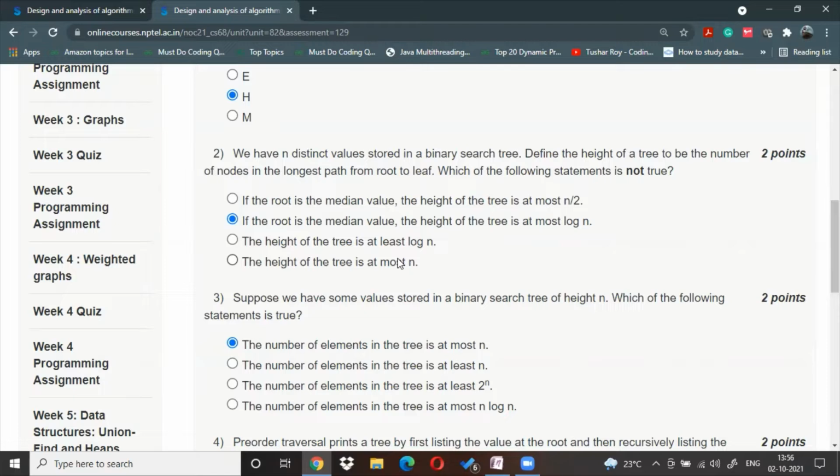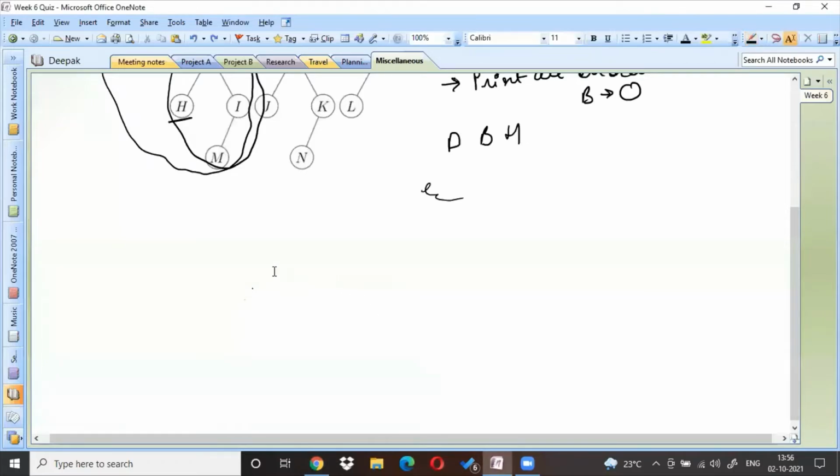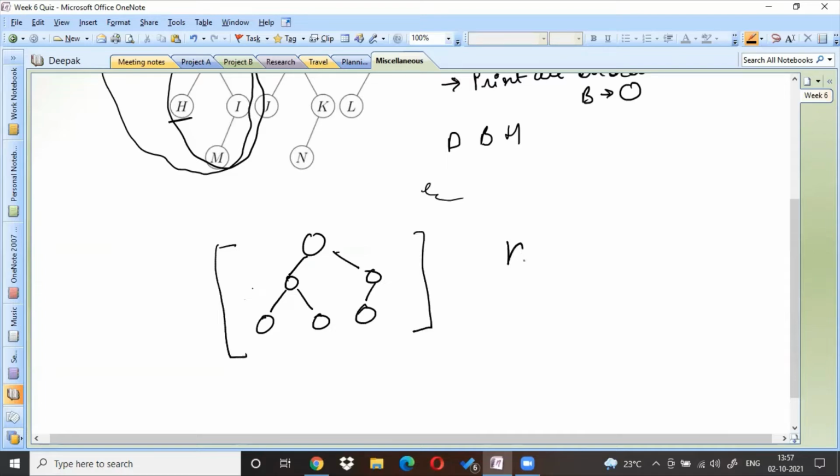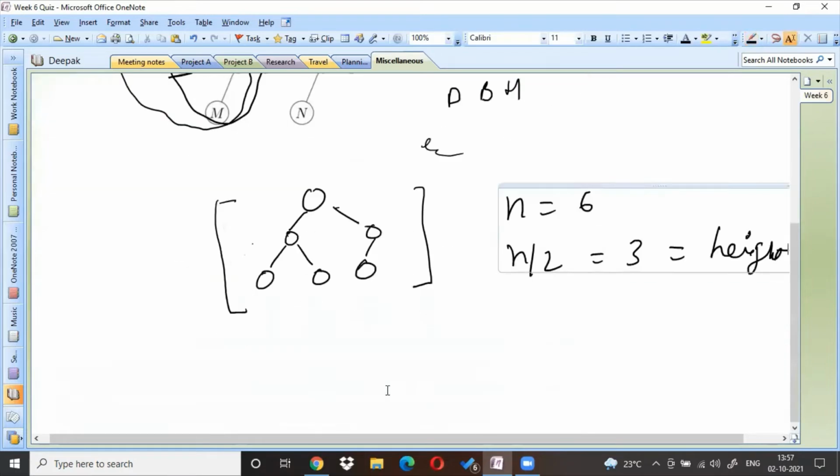This case is actually possible if we consider this particular case. Let's say we have a number of nodes like this: 1, 2, 3, 4, 5, and this is the sixth node. If you were given a tree something like this, it is possible that having n equal to 6, you have height n by 2, that is 3, and this is actually your height. So this statement is true. Right, let's look into the second option that is given to us.